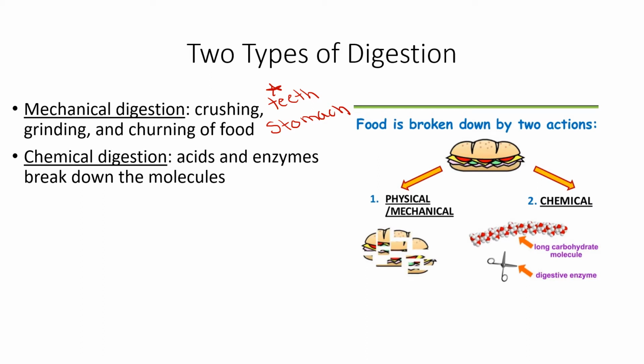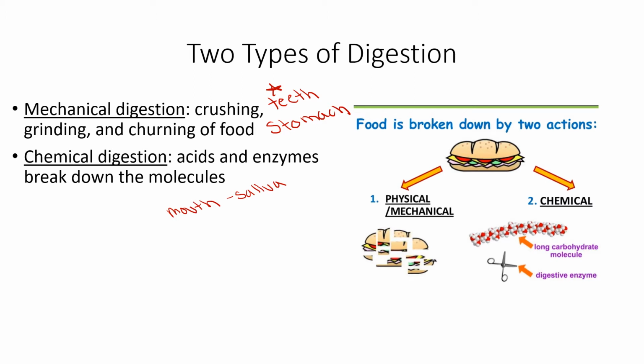Now, I know I said your teeth and your stomach are going to be used in mechanical digestion, but chemical digestion is going to start in your mouth. So this is going to be with saliva. Saliva is going to have enzymes that are going to start breaking down lipids and other molecules.